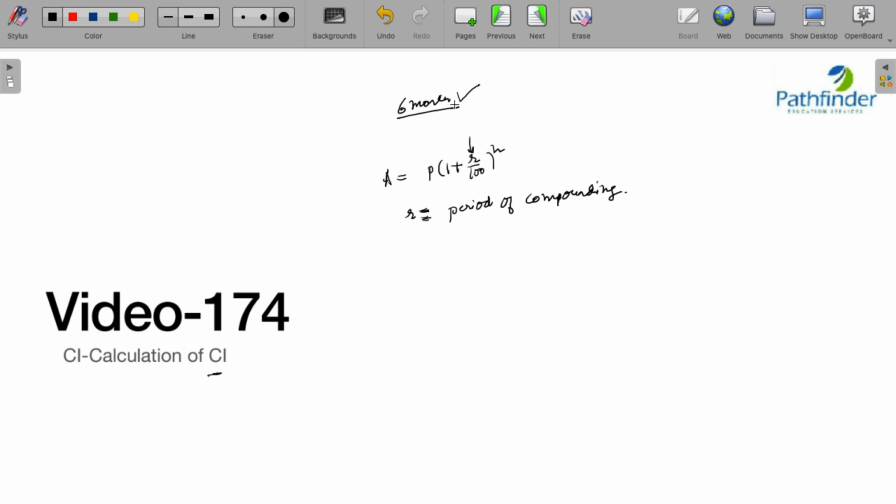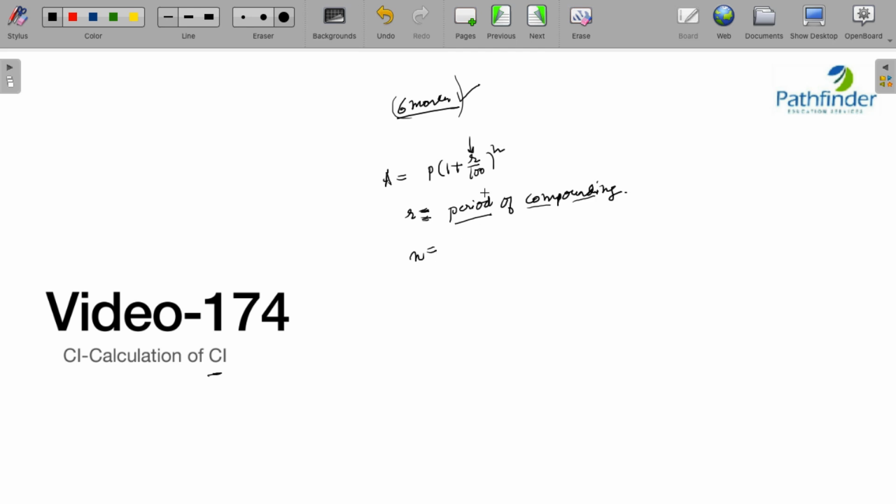मतलब अगर आपकी कंपाउंडिंग हर 6 महीने में होती है तो ये रेट आपको 6 महीने का कैलकुलेट करना पड़ेगा. Even if the rate given is per annum or for 1 year, you will have to convert that into the rate for 6 months. So this rate is not necessarily the rate per annum. This rate is for the period of compounding. This is something which you need to recognize and remember very well.